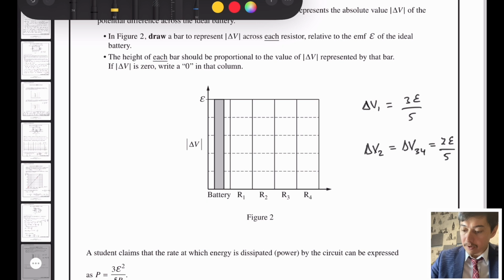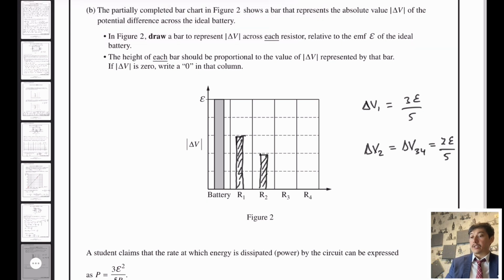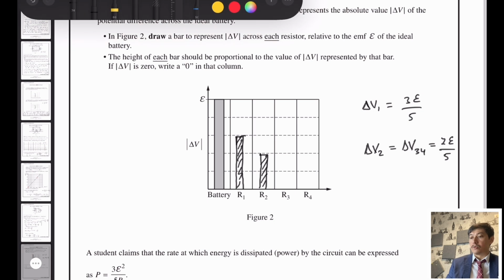So let's start with R1. It's going to be 3 over 5 epsilon. R2, 2 over 5 epsilon. And R3 and R4 together are making 2 epsilon over 5, but they are in series, and they have the same resistance. That means they are equally sharing the voltage. So each one will have epsilon divided by 5.